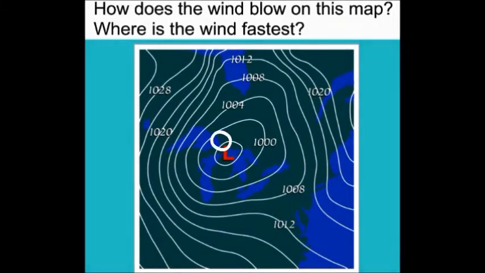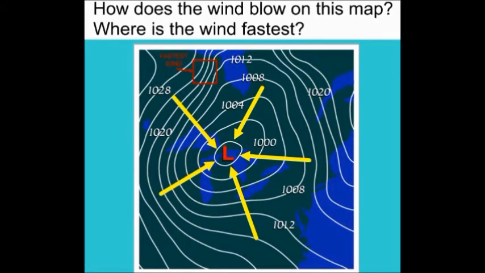In this example we have a low pressure center. How would the wind move on this map, and where would the wind be fastest? Well, in a low pressure center, wind is blowing inward from a higher pressure to the lowest point. And notice also that where the lines are closest together, I've outlined in a red box.